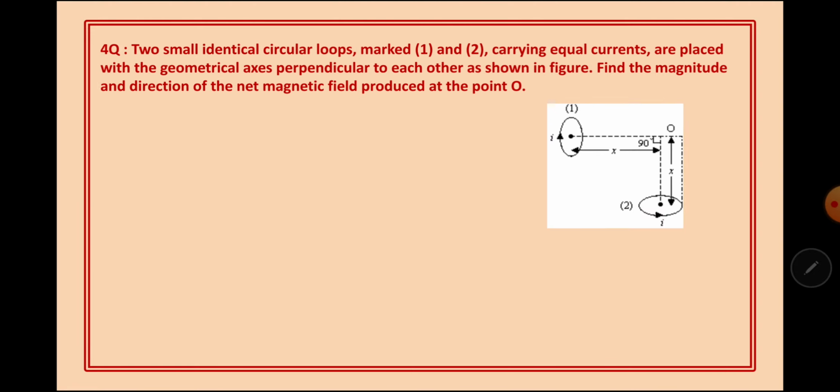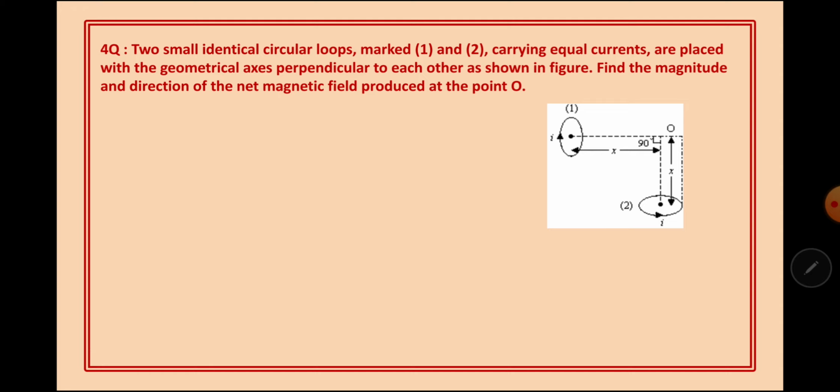Okay, now there are two identical circular loops which are marked as 1 and 2. They are carrying equal currents and are placed with their geometrical axes perpendicular to each other as shown. Find the magnitude and direction of the net field produced at point O. Now students, see this thing, the point O, which is a point of observation, is not given to be at the center of the circular loop.